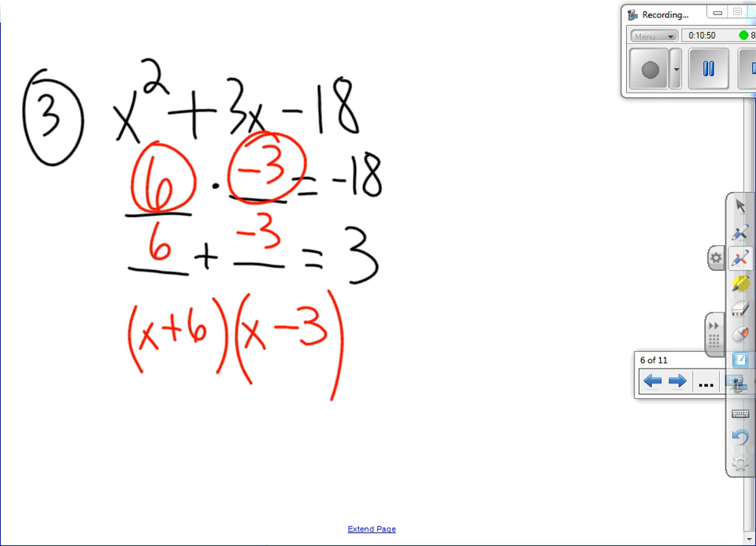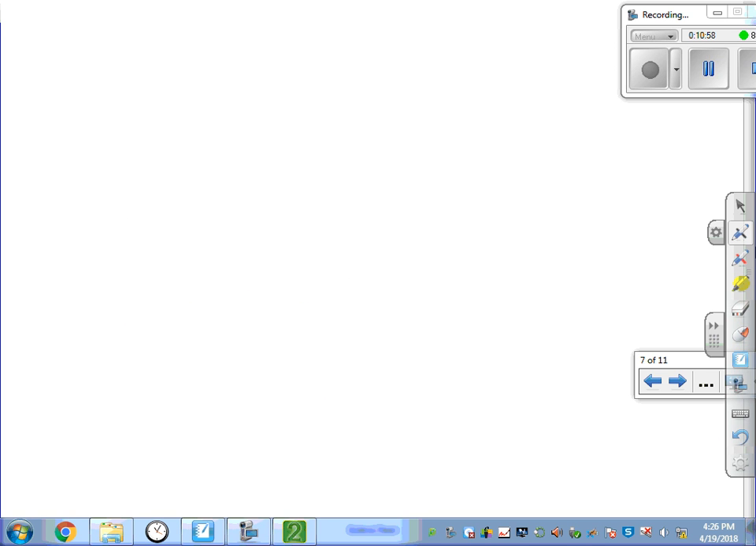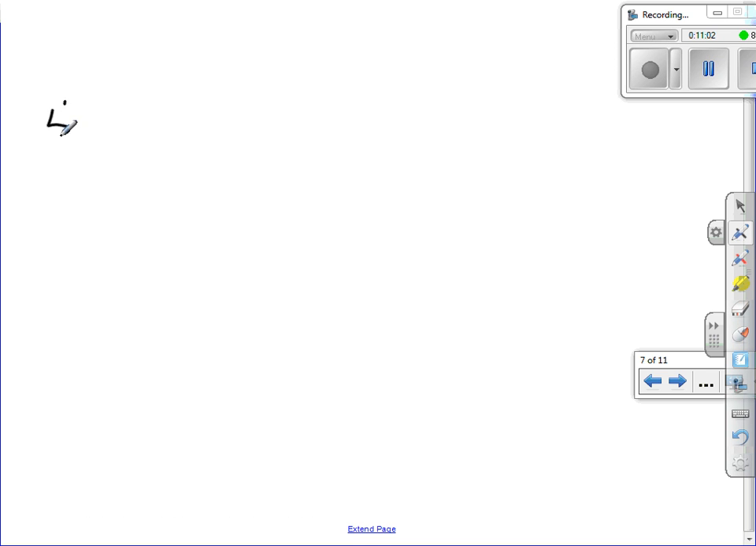All right, so there will be some straightforward factor this, factor that type problems. So with that said, let's do another factoring one right quick. Let's take a look at number 4.